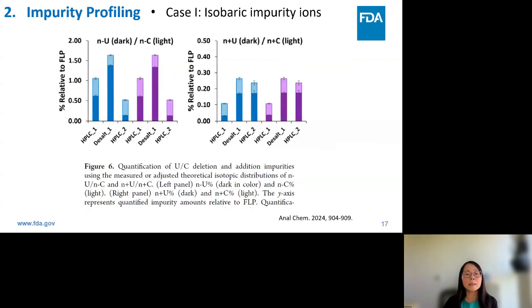And this figure showcases the quantification of individual U and C deletion or addition impurities using either the measured isotopic distribution of impurity standards as shown by blue bars, or their theoretical calculated isotopic distributions as shown by the purple bars. This method then allows one step further in in-depth impurity profiling than a conventional LC-MS method that generally reports only a total without differentiating individual isotopic components.